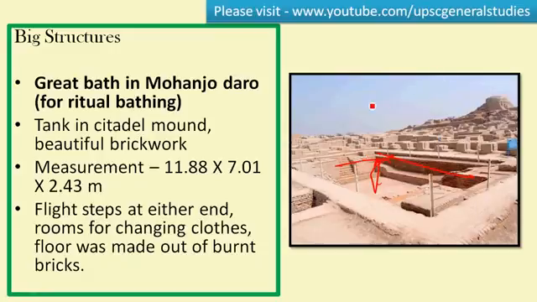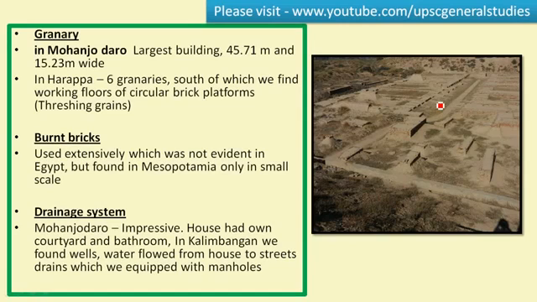There were rooms for changing clothes, and water was let in from a large adjacent room, and there was a hole given for draining out the used water. So this was well planned, and the floor was cemented with burnt bricks to prevent the percolation of water. So this is the great bath, an important structure.